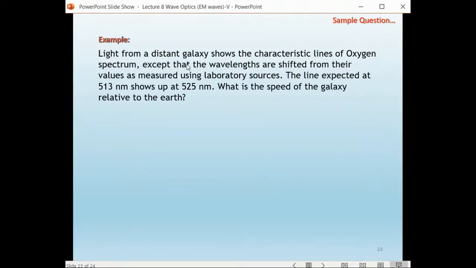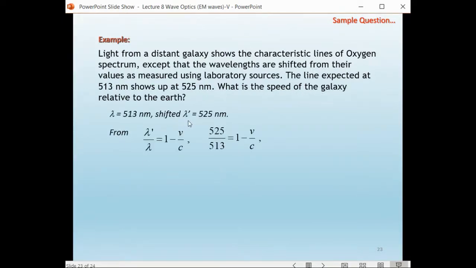Light from a distant galaxy shows the characteristic lines of oxygen spectrum, of which the standard spectrum can be measured in a standard lamp source in the laboratory, except that the wavelengths collected from this distant galaxy seem to be shifted. The line that was expected at 513 nanometer now shows up at 525 nanometer, so there's a shift to longer wavelength. What is the speed of the galaxy relative to Earth then?